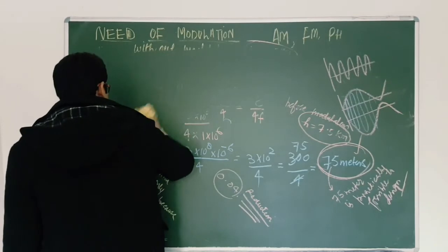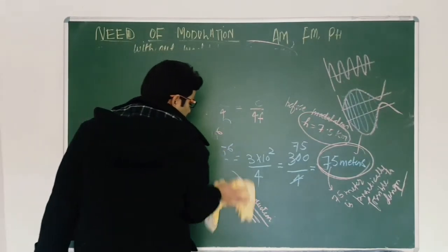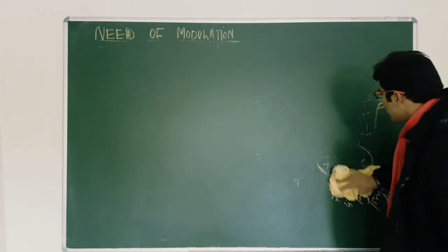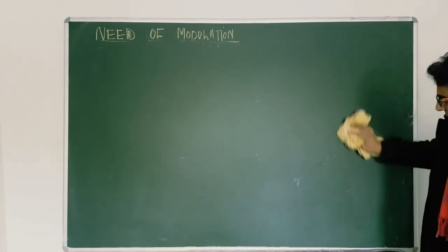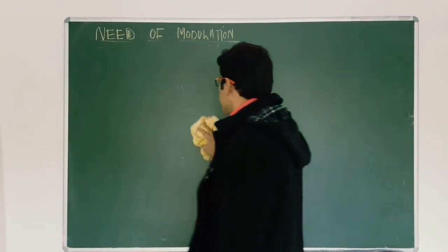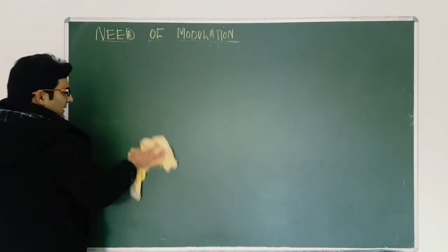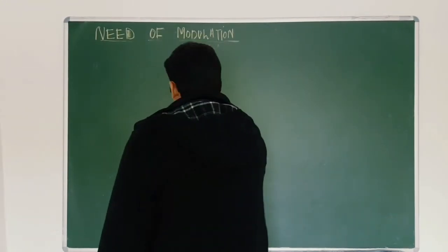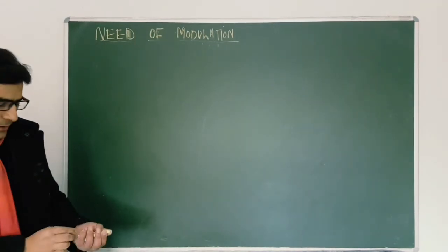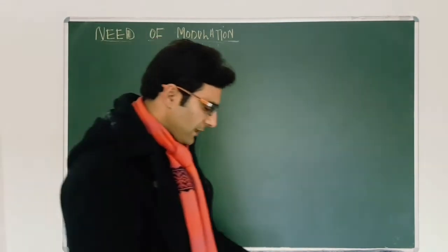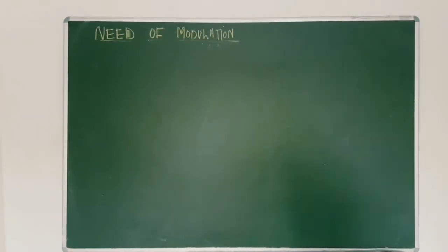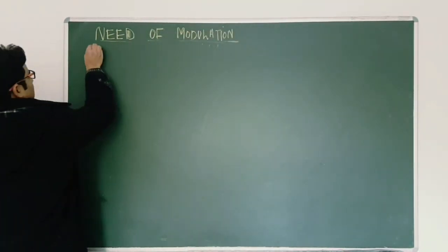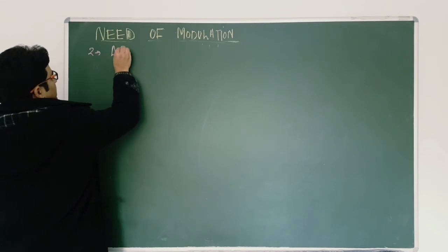Okay, now the second thing which is very important, that is our topic is what? Our topic is need of modulation. And the second very important thing which we have to remember, which we have to discuss, is that by the use of modulation technique, we can avoid mixing of signals.